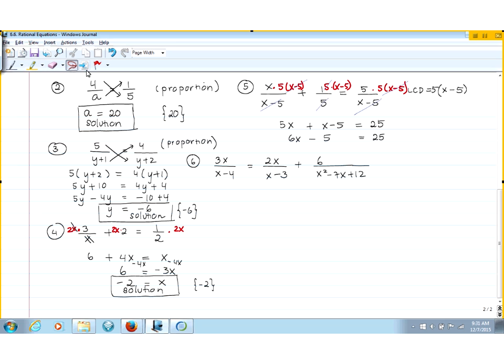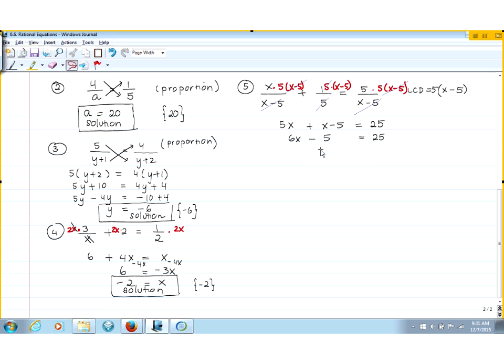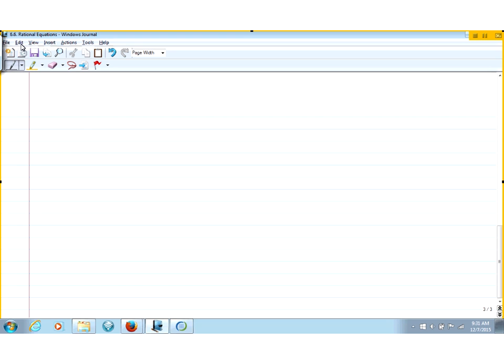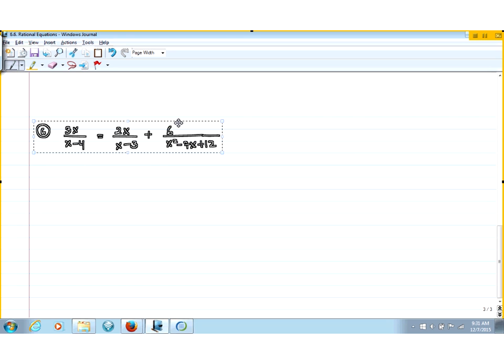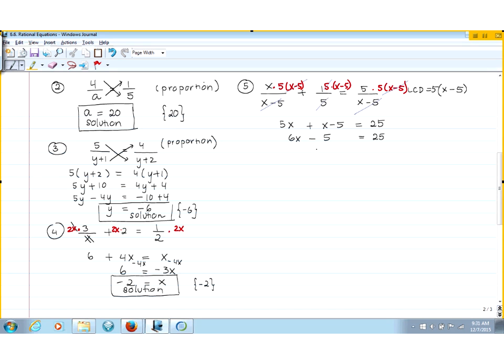Okay, then what? Yes, we add 5 to both sides. I think I'm going to cut these and paste it there. Okay. All right. So 6x is equal to 30, because we're adding 5 to both sides. So what is x? 5.